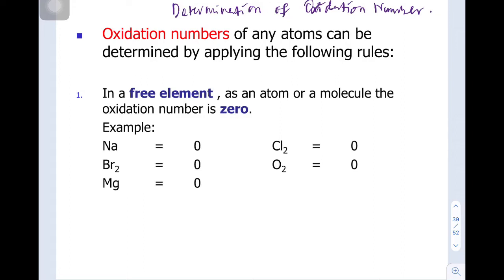Example: if sodium exists as a Na atom, the oxidation number of this sodium is 0. Bromine exists as Br2. Even though this is a molecule of bromine, it is a free element with no other elements attached to it, so the oxidation number of bromine is also 0. The oxidation number of magnesium is 0. The oxidation number of oxygen in O2 is 0 as well.